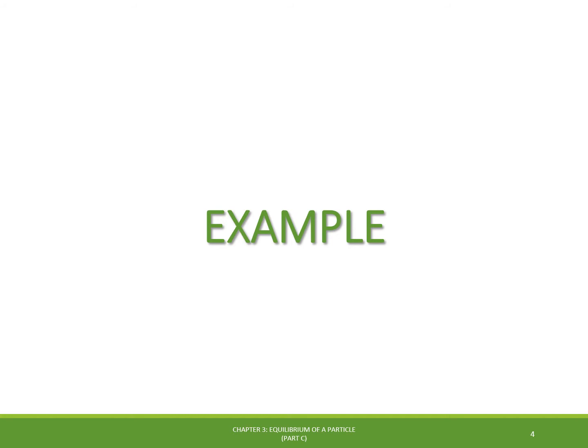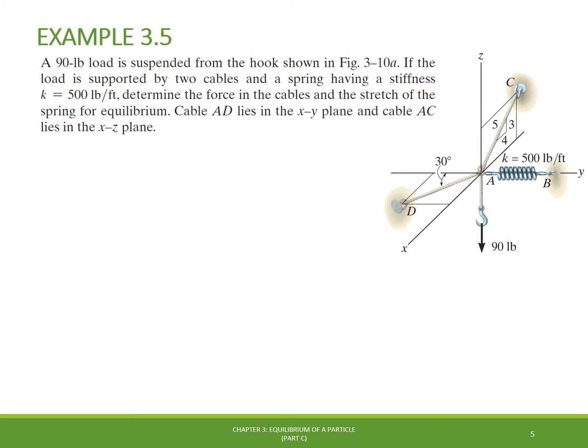Now it's time to work on one example. In example 3.5, we have the picture shown here in which a 90-pound load is suspended by a hook and supported by two cables, AC and AD, and a spring having stiffness of 500 pounds per foot. Then we are asked to determine the force in the cables AC and AD and the stretch of the spring for the equilibrium condition of the system.